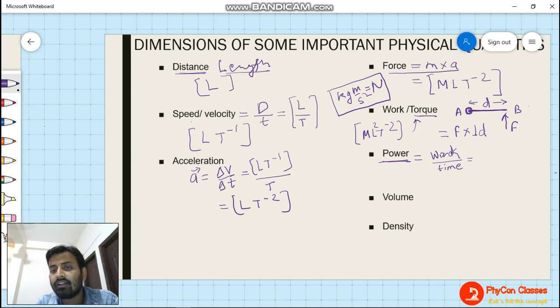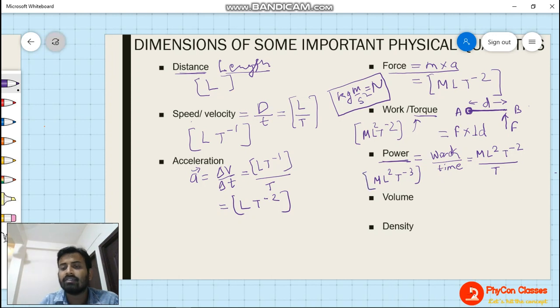So what is the dimension for work? ML square T -2 divided by time, which is capital T. So the answer will be ML square T -3. That is the dimension for power.